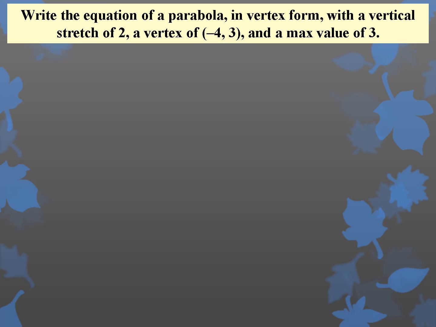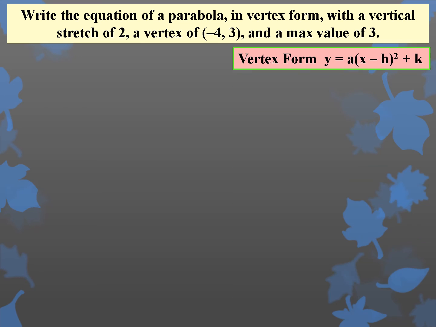Let's look at another example. Write the equation of a parabola in vertex form with a vertical stretch of 2, a vertex of negative 4, 3, and a maximum value of 3. So I know my vertex, and I know vertex form, and I know my vertex is H, K. So I know my H and my K are negative 4 and 3.